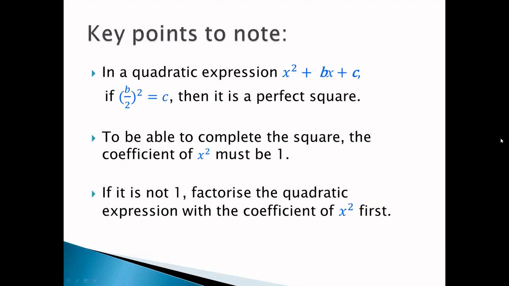So key points to note, in a quadratic expression, x squared plus bx plus c, notice I didn't put an a as the coefficient of x squared because in elementary math, there is no coefficient for x squared. So anyway, in this expression, if b over 2 bracket square is equal to c, then it is a perfect square. To be able to complete the square, the coefficient of x squared must be 1. If it is not 1, you need to factorize the quadratic expression with the coefficient of x squared first. Okay, this is very important.